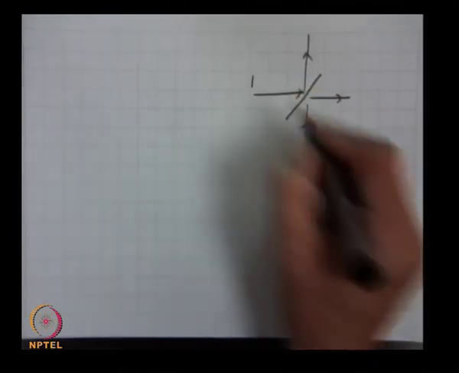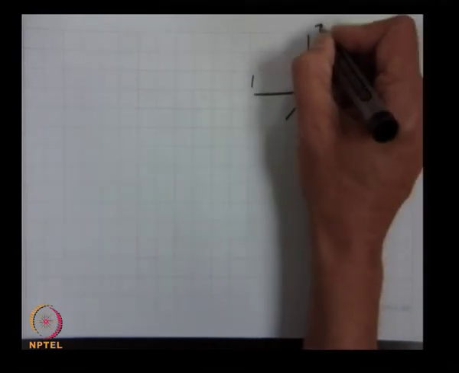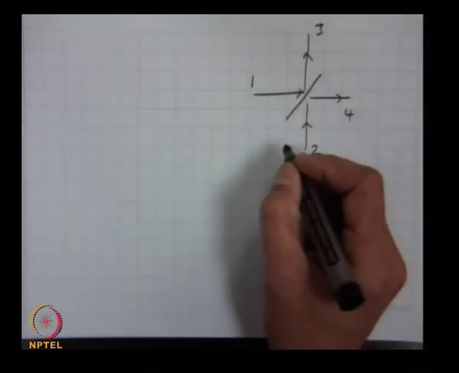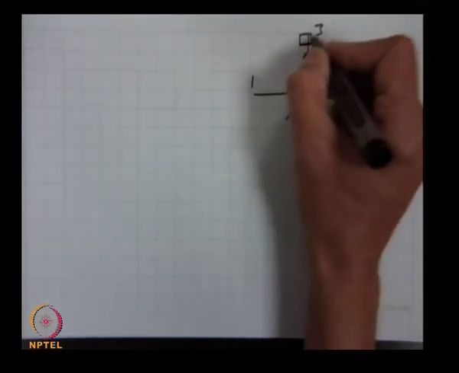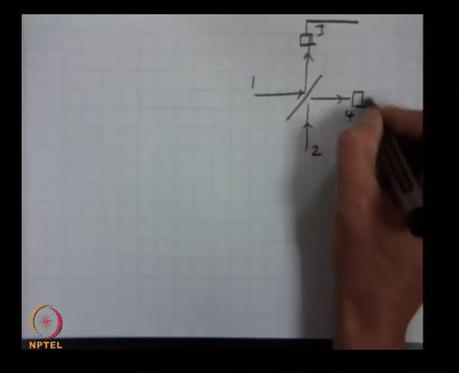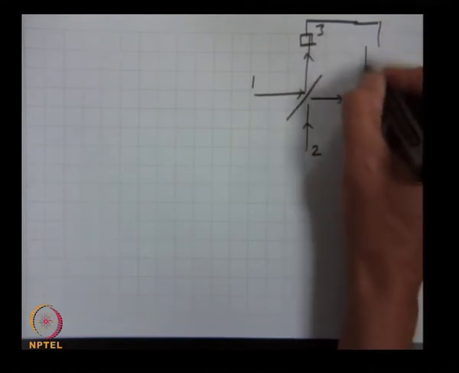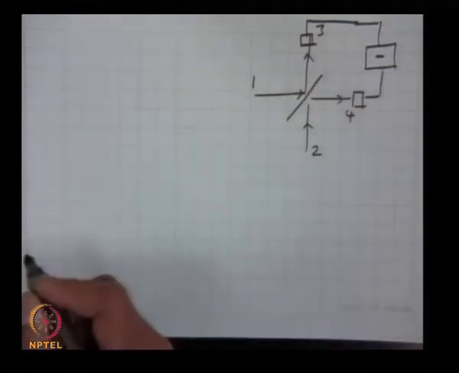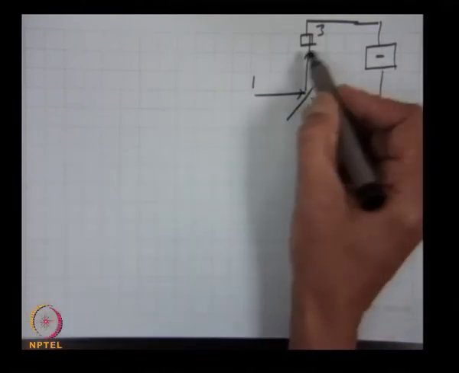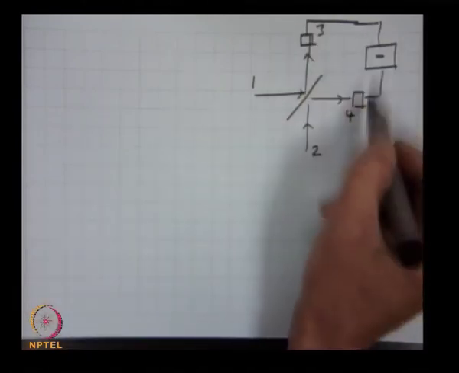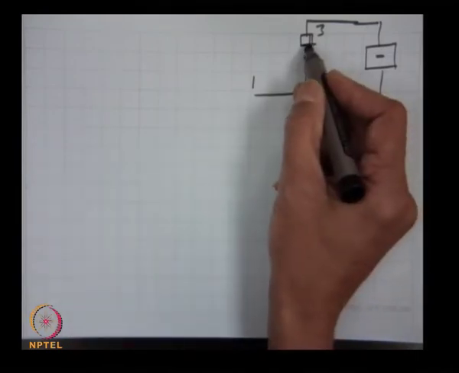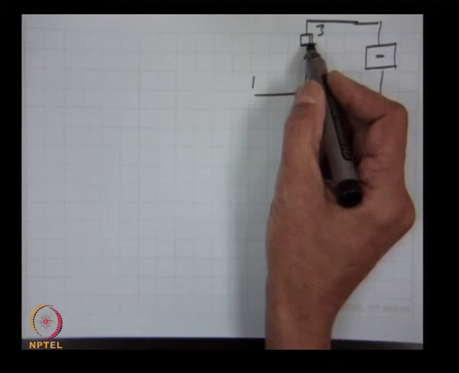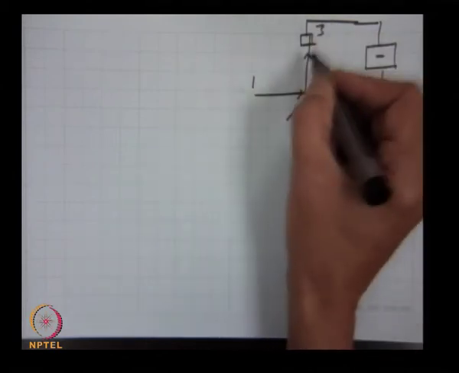This is input 1, input 2, input 3, input 4. I have one detector here. I have another detector here. And I subtract the detections from this detector and this detector. So these are actually giving me expectation values of the photon number. Light is coming here continuously and this is detecting.